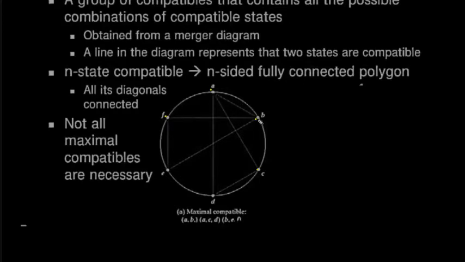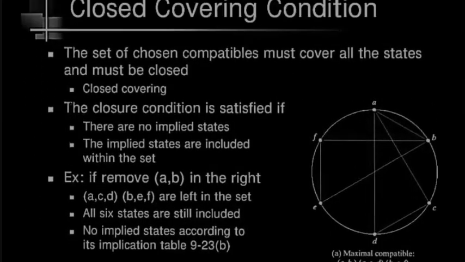A line denotes the two states are compatible, a triangle denotes the three states are compatible, and an n-sided polygon with all its diagonals connected denotes an n-state compatible. From the merger diagram, the maximal compatible is AB, ACD, and BEF. However, it is possible to obtain a smaller set.